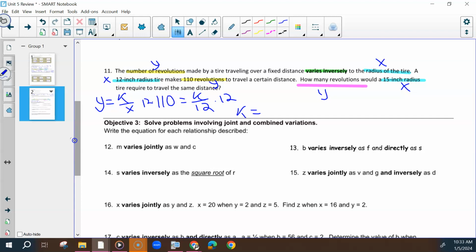Okay. Then we're looking for y, so that's going to stay the same in our equation. Our k is 1320, and our x is 15. What would our y be? 88. 88 what? Revolutions. Questions on that? And then we can do 7 or 8 before we move on to objective 3. Or we could just move on to objective 3.